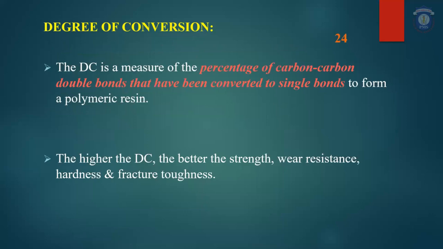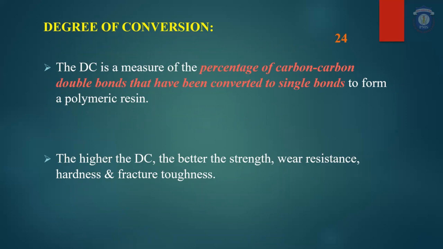So those were the common light curing units that have been used over a period of the last few years. First is the QTH lamp, then we have the plasma arc curing lamp, then we have the argon laser lamp, and then there is the LED curing units.